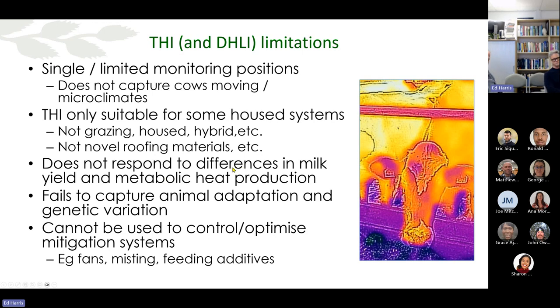It takes nothing into account about the cow, and it takes nothing into account about how animals are adapting. And we're seeing various attempts to mitigate against heat stress with genetic changes and so forth. And I suppose lastly, from an engineering point of view, you can't use it to control and optimize your systems. A common system is putting fans in. You can't use the data coming out of these THI assessments to decide when to turn your fans on and off, because you're only measuring the environment, you're not measuring the cow. So there's various organizations beginning to say we need to move on and start looking at the cow.